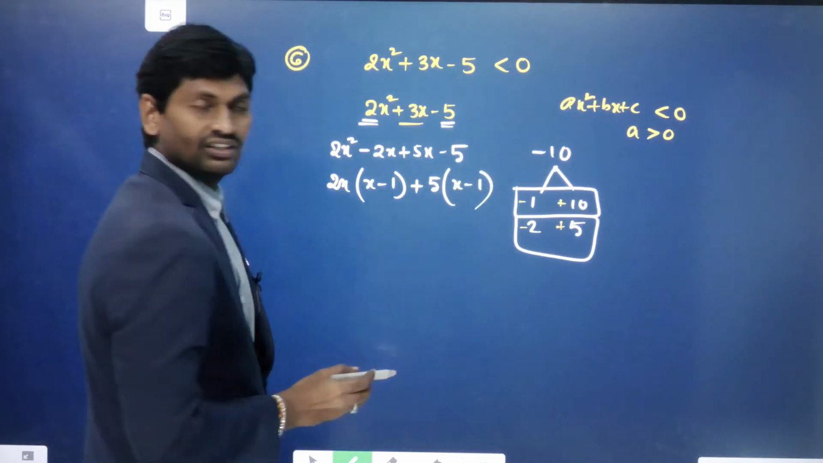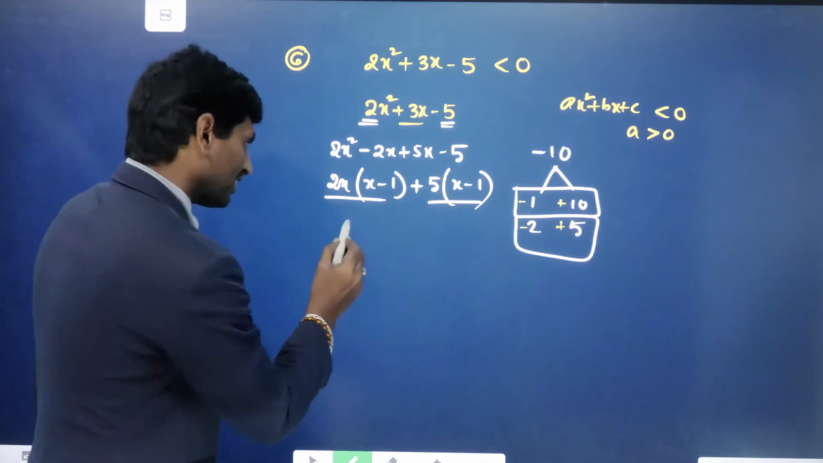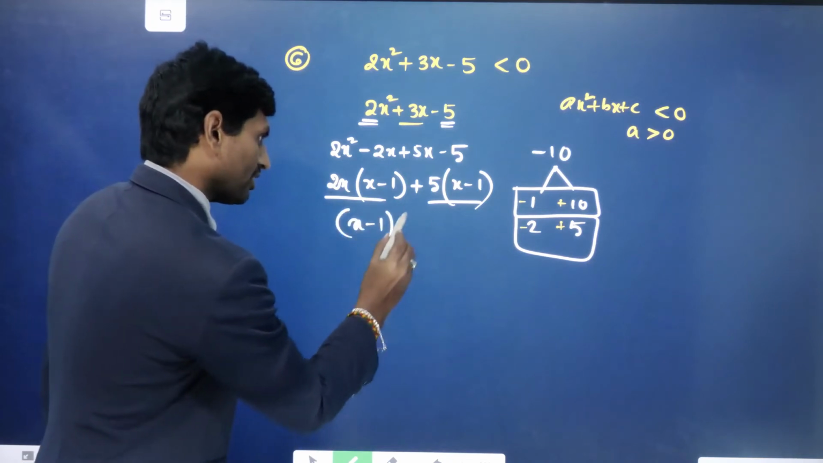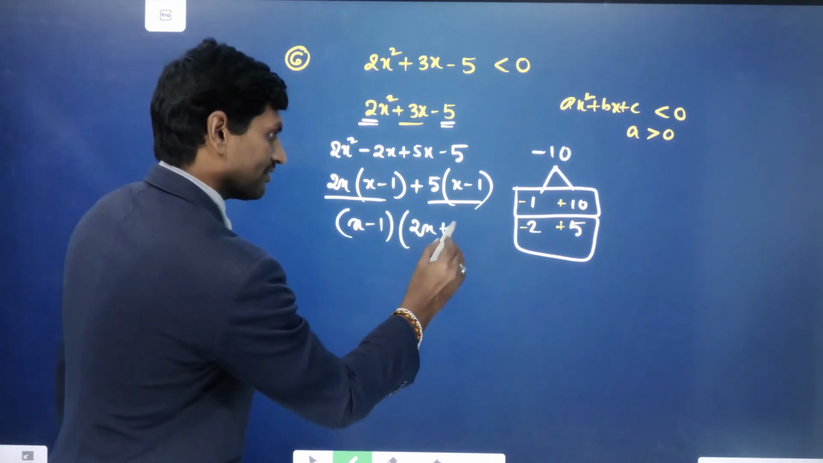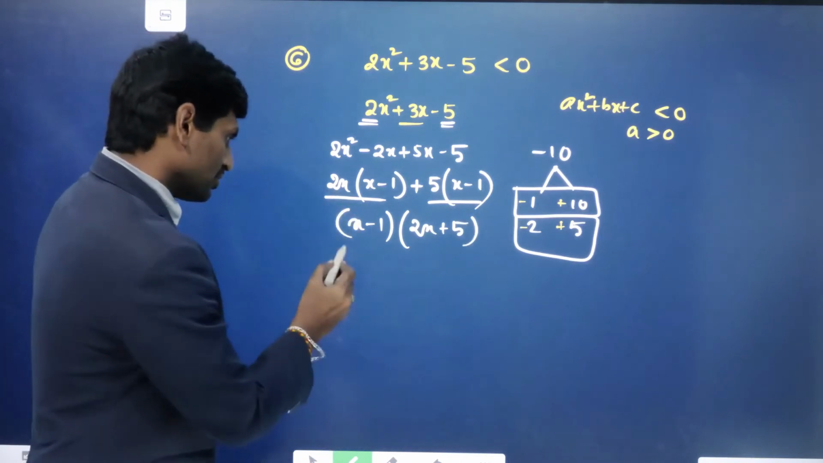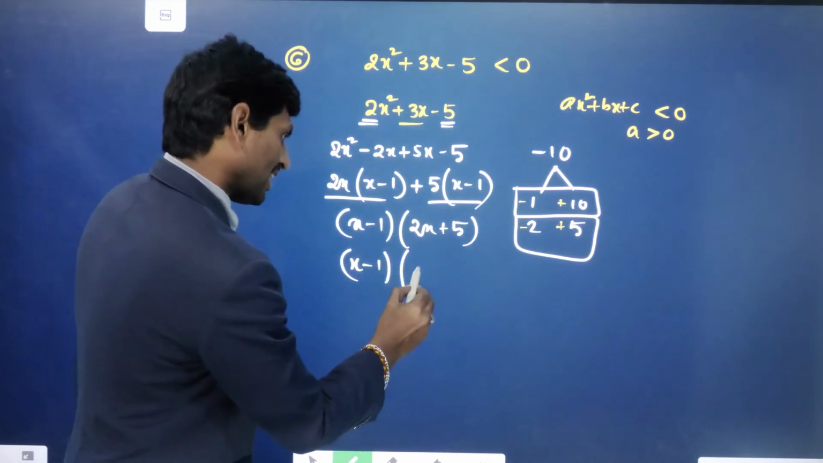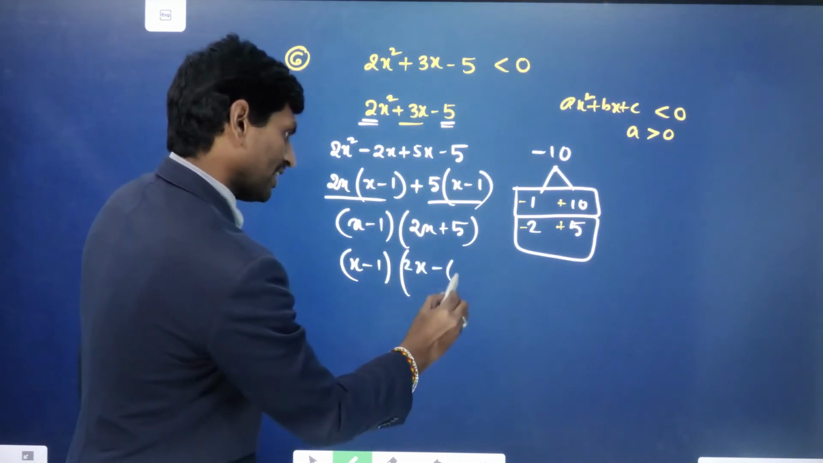x minus 1. Again first term and second term, x minus 1 is a common factor. Let us take x minus 1 as common factor. What is remaining? 2x plus 5. First term 2x is remaining, second term 5 is remaining. So I can write this as x minus 1, and this one I can express like 2x minus of minus 5.